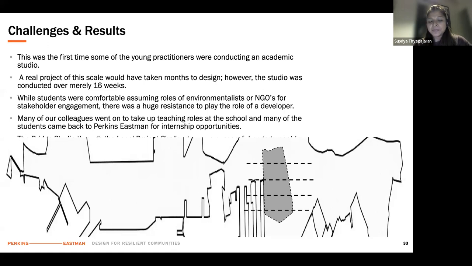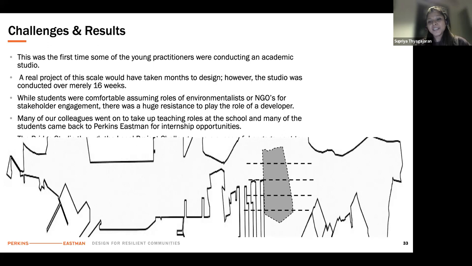A real project of this scale would have taken months to design. However, the studio was conducted over merely 16 weekends. The other challenge was while a lot of students were comfortable assuming the role of environmentalists or NGOs for stakeholders, there was a huge resistance to play the role of a developer. So we had to initially get all of them together, and after multiple interactions over chai and table tennis breaks, the whole group sort of came together seamlessly to pursue a common goal.